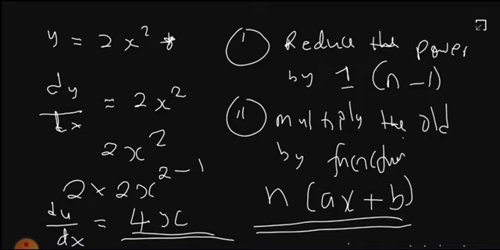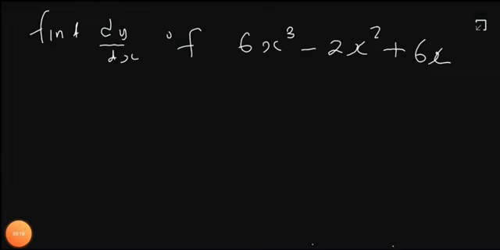Let's look at another example. Let's look at this example that says find the dy dx of 6x cubed minus 2x squared plus x. How do we find the dy dx? Remember, dy dx is also known as derivative. So when you hear the word dy dx or derivative or differentiate, they are talking about the same thing.